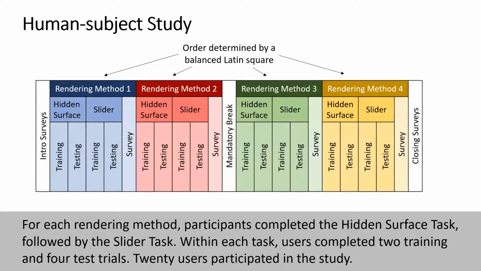For each rendering method, participants completed the hidden surface task followed by the slider task. Within each task, users completed 2 training and 4 test trials. 20 users participated in the study.